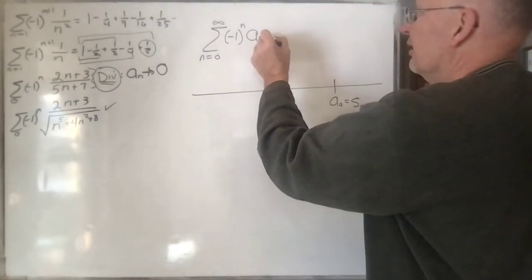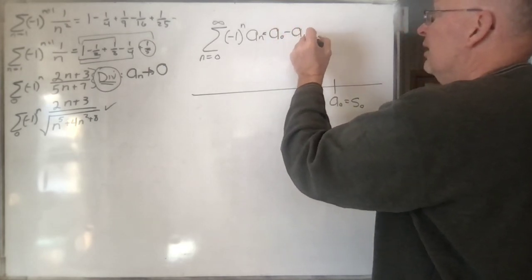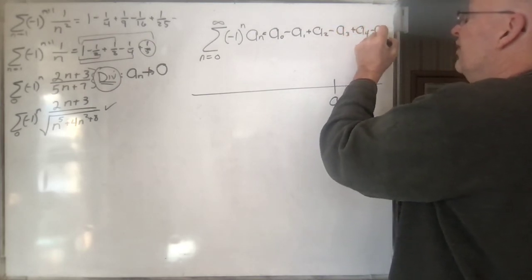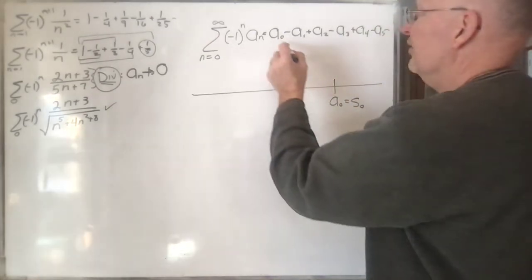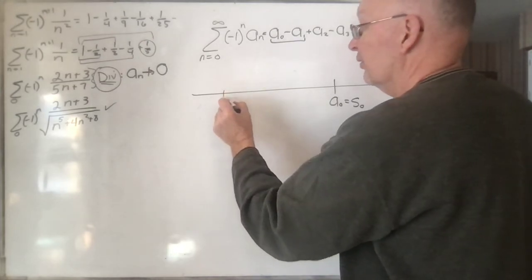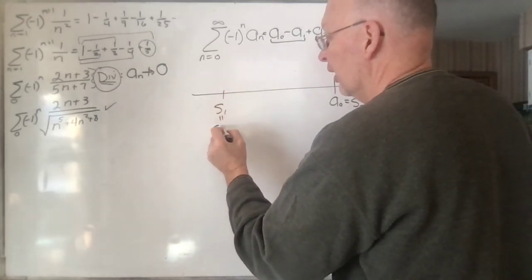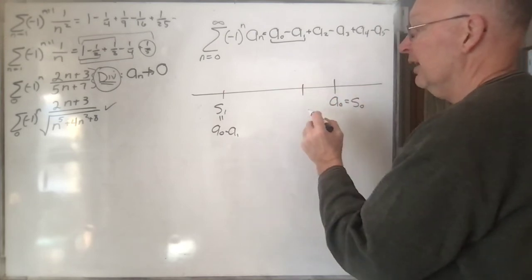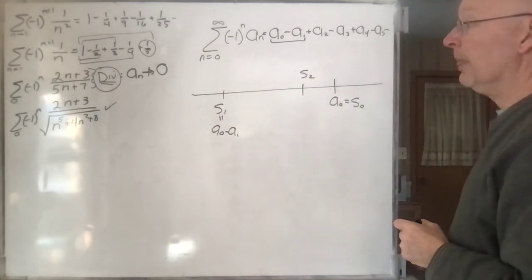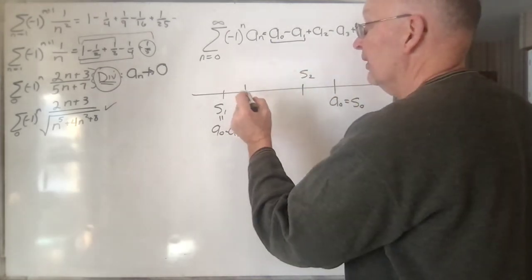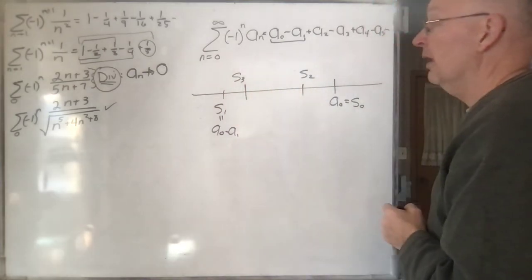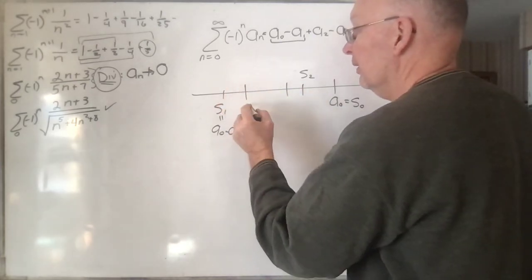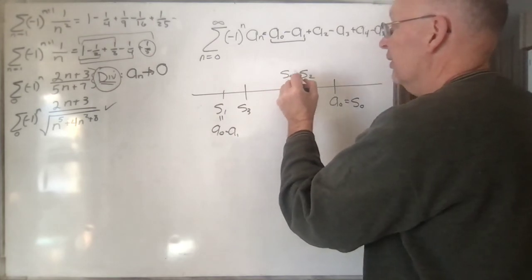Let's go ahead and write them out here. You're going to get a naught minus a1 plus a2 minus a3 plus a4 minus a5 and so on. What happens when I subtract the first thing? So right here is going to be s1, which is equal to what? A naught minus a1. And then when I add a2, I'm up here again, right? So here's s2 right there. And then I subtract a3, and I'm right there. So here's s3. And then I add a4, and I'm going to be right here. Whoops, I guess I'm writing these down below. That makes sense. s3, s4, and so on.